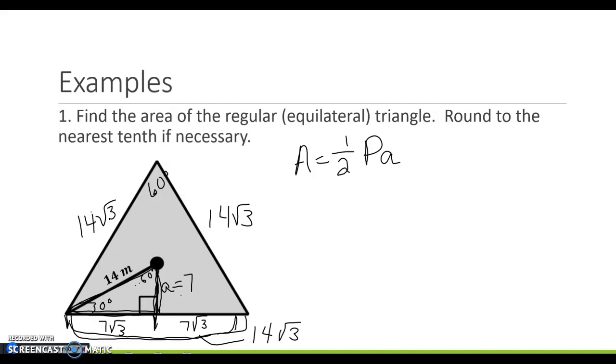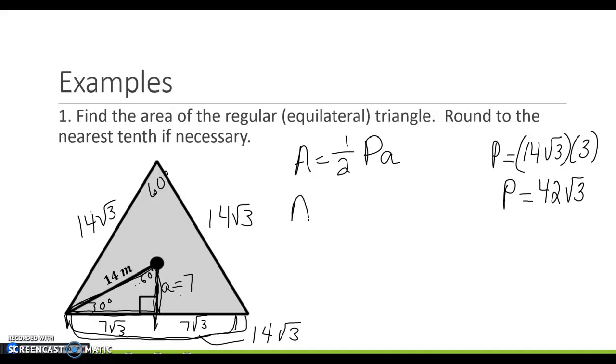Okay, so let's look at our perimeter. So perimeter is going to be either all the sides added together, or we know all the sides are 14 square root of 3, and we have 3 of them. So I can take 14 square root of 3 times 3, which would give me that my total perimeter is 42 square root of 3. And I'm just going to leave it like that for now. When we substitute in, we will make that a decimal.